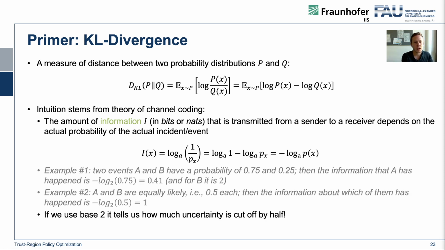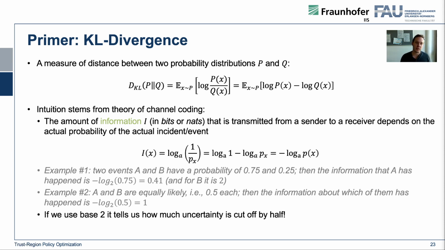Let's make two examples out of it. Just imagine that there are two events, A and B, and A has a probability of 75% of happening, and B has a probability of 25%. The question is, how much information do you get if you see A? It turns out that the information of A is minus log to the base 2, so in bits, of 0.75, which is 0.41, and the information of B is 2, which is very obvious because the probability of B happening is much lower than the probability of A happening.